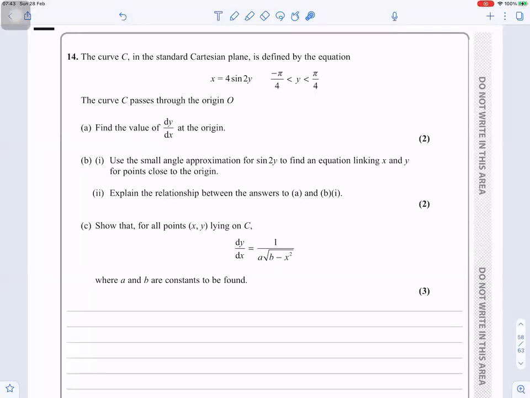Question number 14. The curve C in the standard Cartesian plane is defined by the equation. Part A, find the value of dy over dx at the origin.